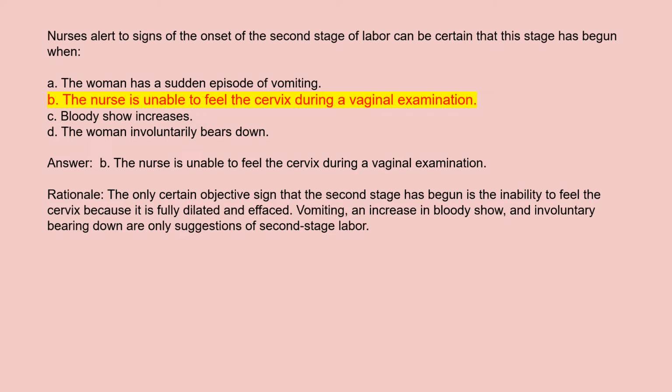Rationale: the only certain objective sign that the second stage has begun is the inability to feel the cervix because it is fully dilated and effaced. Vomiting, an increase in bloody show, and involuntary bearing down are only suggestions of second-stage labor.